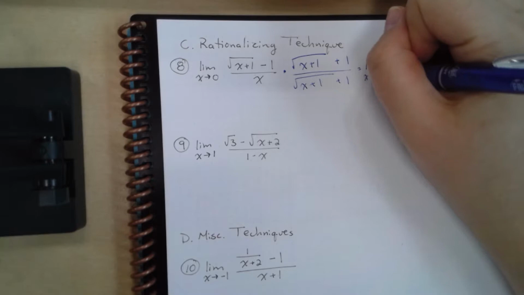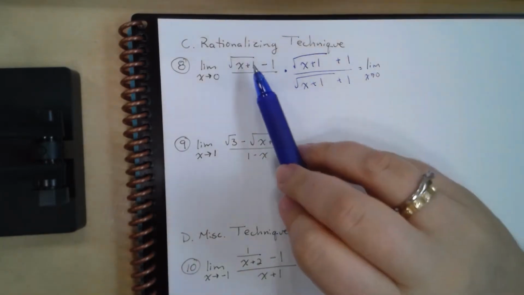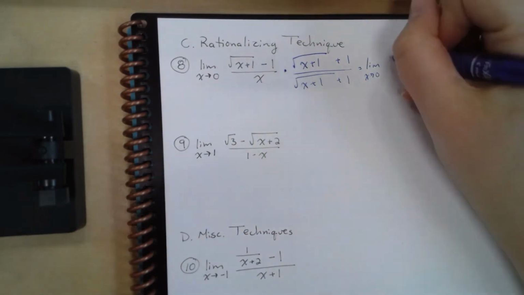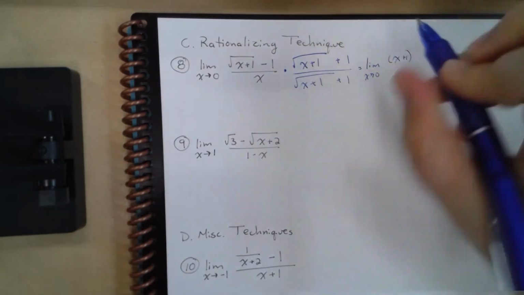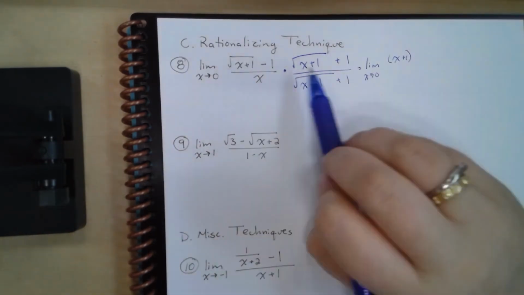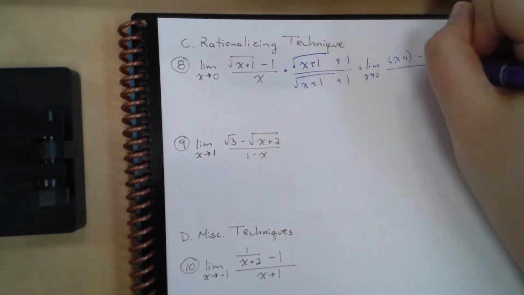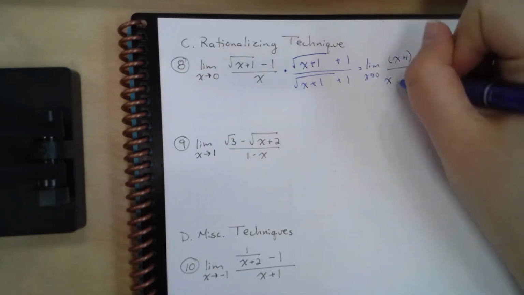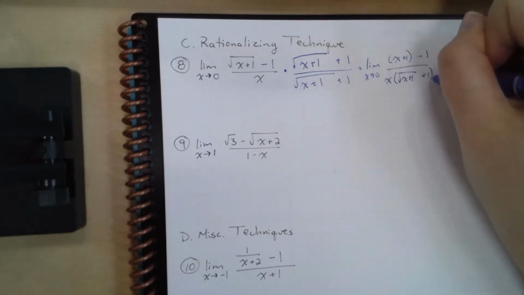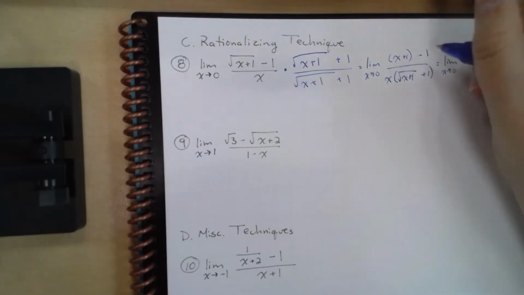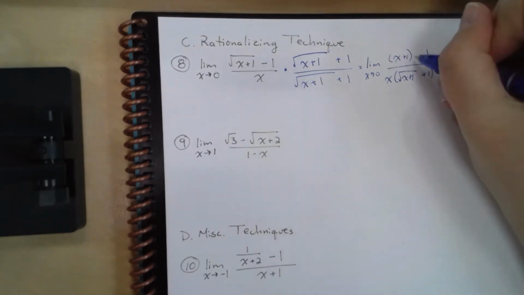So this is the limit as x approaches 0 of, and this is just FOILing. We're just multiplying through. So we're going to have x plus 1, and I want to make sure to put that in parentheses. This cancels out, so then we're going to have minus 1 over, and I'm going to leave this. I would not recommend multiplying this through because hopefully we're going to be able to cancel some things out. So this is going to be the limit as x approaches 0 of x plus 1 minus 1, that's going to cancel out.